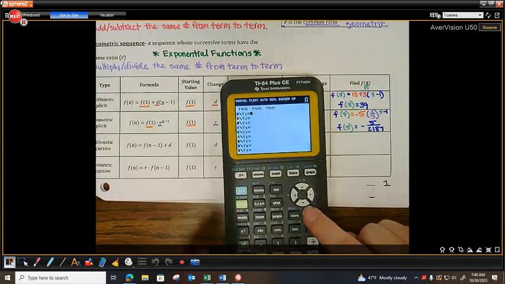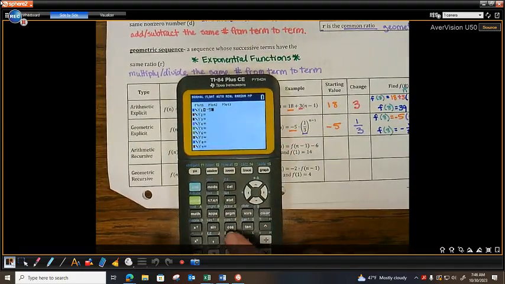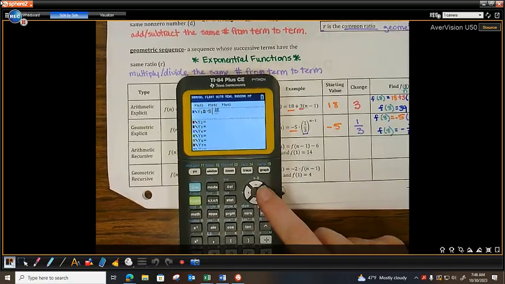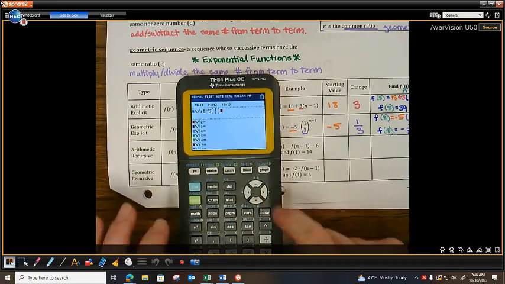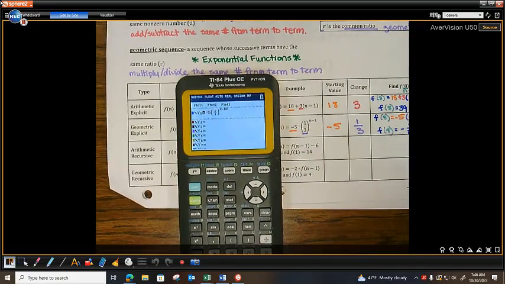Okay, so let's go to y equals, and I'm going to type in my rule. So negative 5 parentheses 1/3 raised to the x minus 1 power. Wait, Carrie? We doing this, Alice?